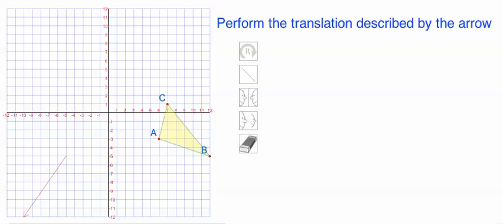Welcome to level 3. We're doing arrow translations. So perform the translation described by the arrow. And now the arrow is pointing this way. Okay, so we're going to move this shape that same distance.